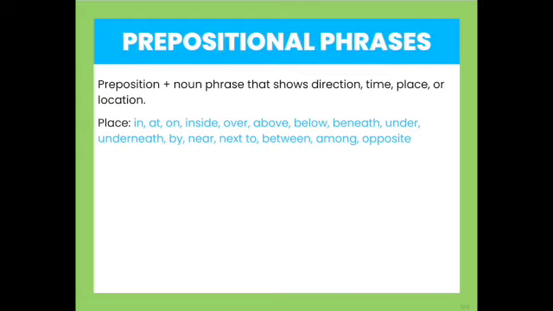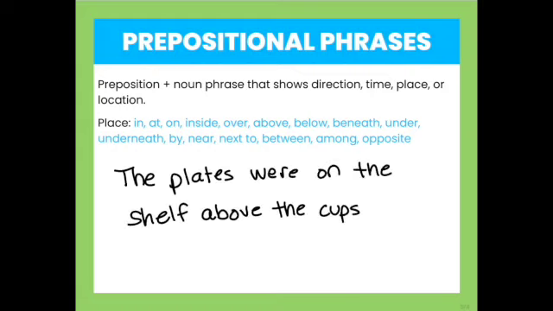The plates were on the shelf above the cups. Here we have a prepositional phrase that's describing which shelf we're talking about. We could just say the plates were on the shelf, but we're going to add to that with a prepositional phrase that says the location of where that shelf is, and it's above the cups. So at that point we have the phrase above. What is it above? It is above the cups. So we have the preposition above and the noun phrase the cups.